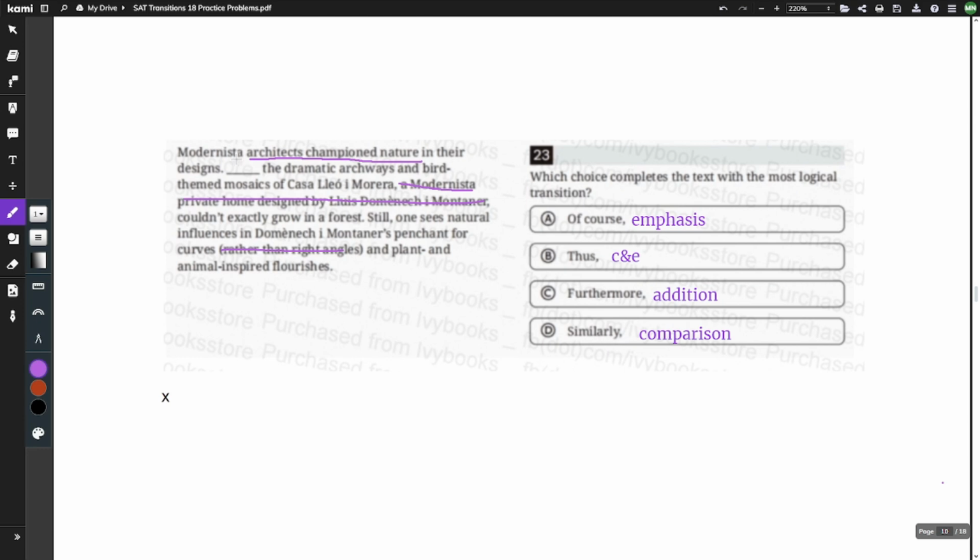Architects support nature in their designs. Of course, these designs still couldn't grow in a forest. And it makes sense. I mean, it's saying that obviously, even though this house has all of these natural designs, it still can't grow in a forest. So that would make sense. Let's mark this. Cause and effect. These architects support nature, thus, these designs of this house couldn't exactly grow in a forest.